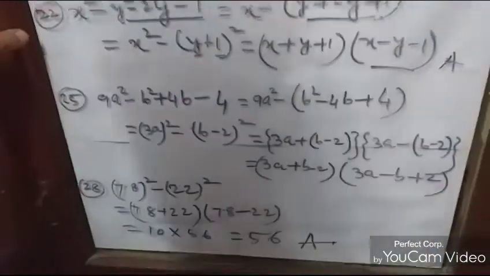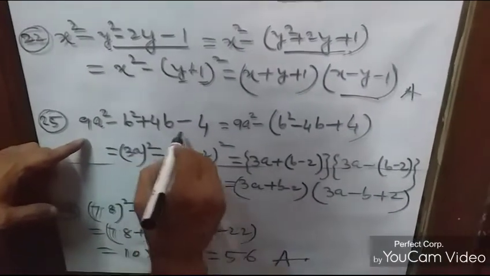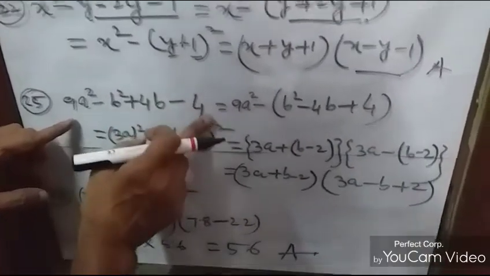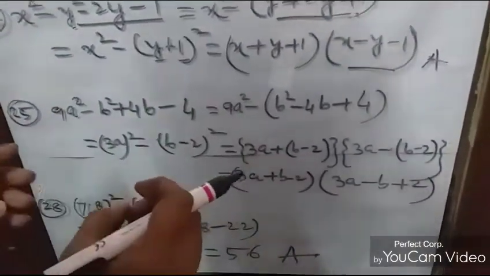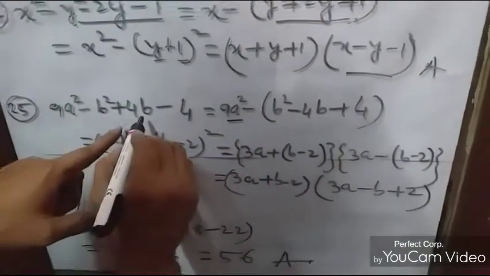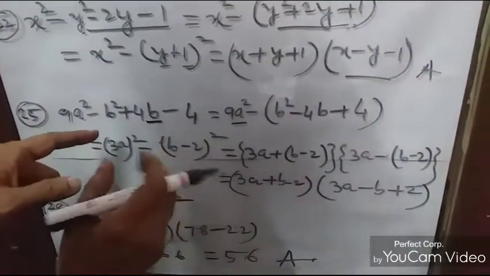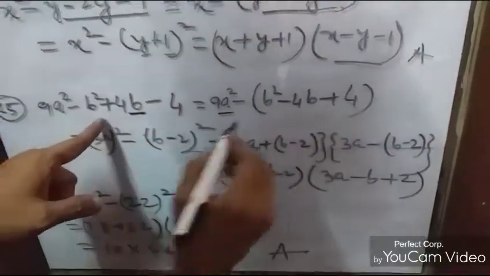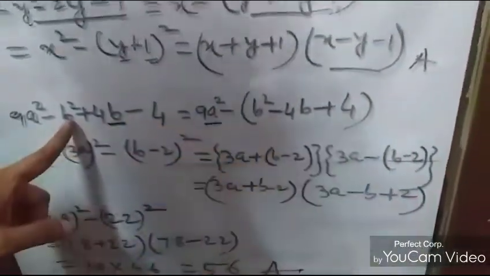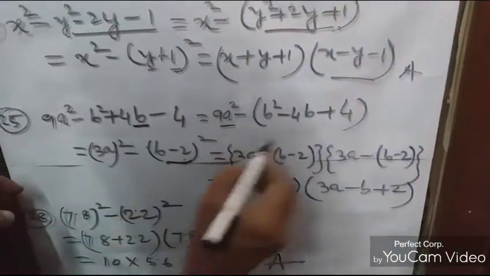Now, number 25. It is given 9a square minus b square plus 4b minus 4. Once again, you have to see which group you can make to get the whole square. Because only b is there, try to make the group of the b square form within the b group. Taking minus common, b square minus 4b plus 4 has come. So it is actually the square of b minus 2 whole square.